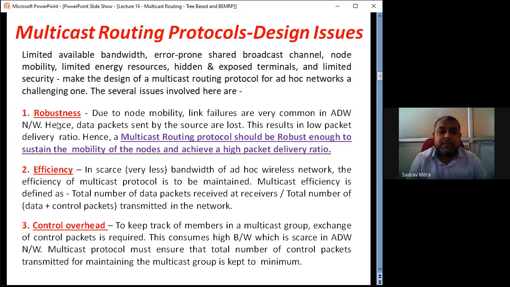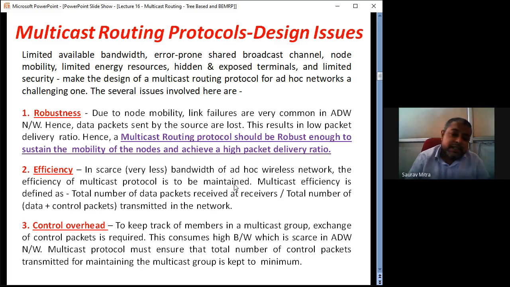So robustness is a very important thing in case of any network. Robustness means any disturbance comes, the network should be able to withstand that, to maintain the high data transmission from the source to the destination. Efficiency: whenever there is high data packet transmission, efficiency of the transmission automatically increases. So robustness is actually linked to efficiency. In efficiency, it is repeatedly said that scarce means constrained or very less. In the scarce bandwidth of an ad hoc wireless network, the efficiency of the multicast protocol is to be maintained.